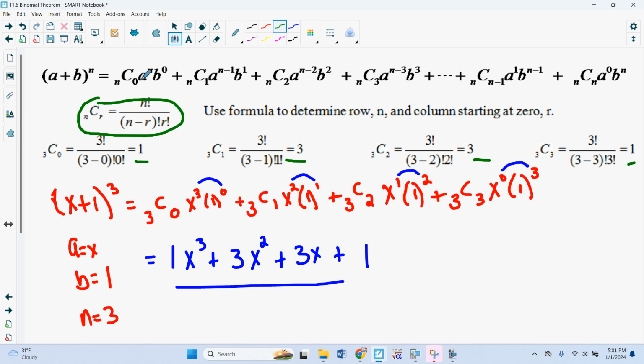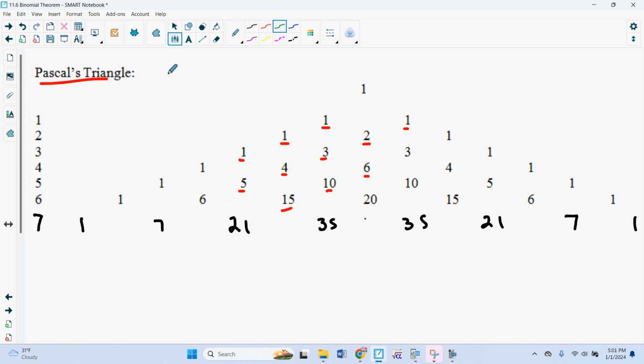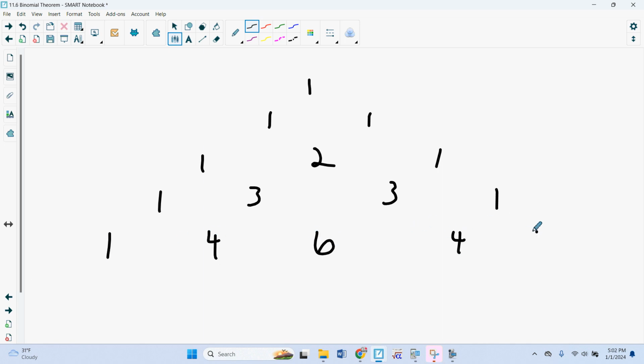It doesn't help us with the A's and the B's, but it does give us those coefficients that go in front. This is actually pretty easy to just figure out. If you're doing one of these problems, you can pretty quickly go 1, 1, 1, 2, 1, 1, 3, 3, 1, 1, 4, 6, 4, 1. It's almost quicker than even getting the calculator to do the C's to get these rows, okay?